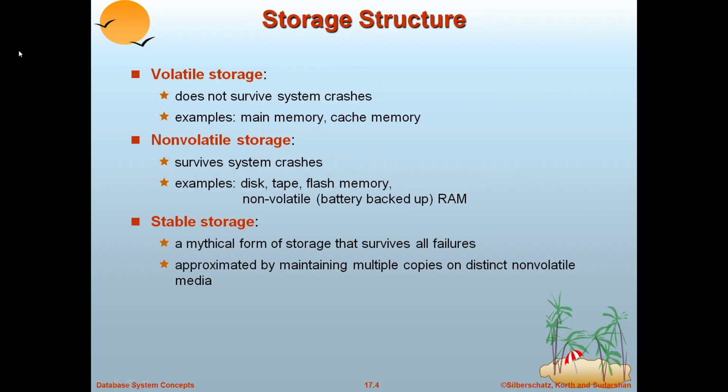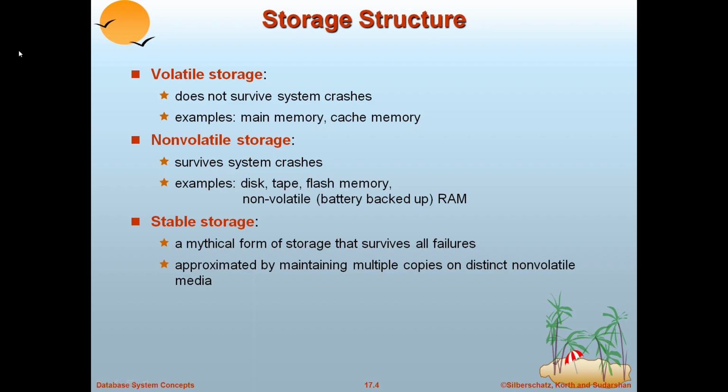These are the different types of storage we have. The first one is volatile storage. It does not survive system crashes. Whenever the system crashes, whatever data is in volatile storage won't be available. Examples are the data in main memory as well as cache memory; whenever any failure occurs or the system crashes, the contents of main memory and cache memory will not survive. That is volatile storage.